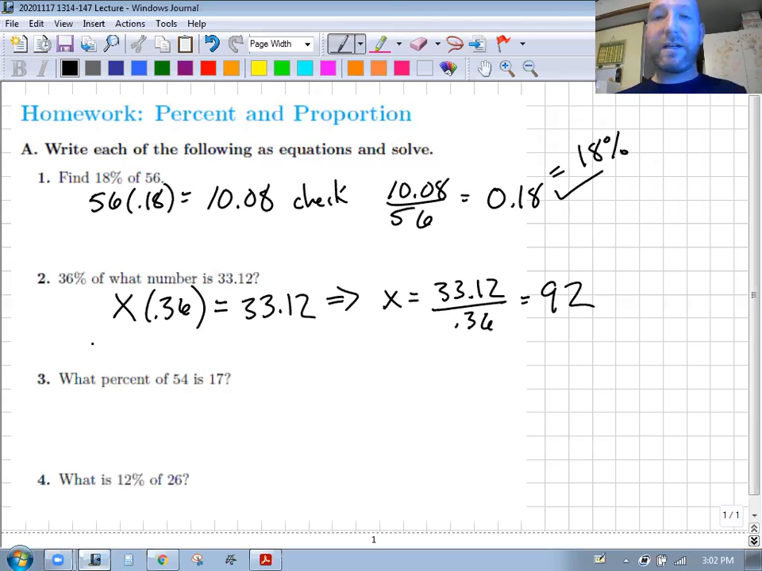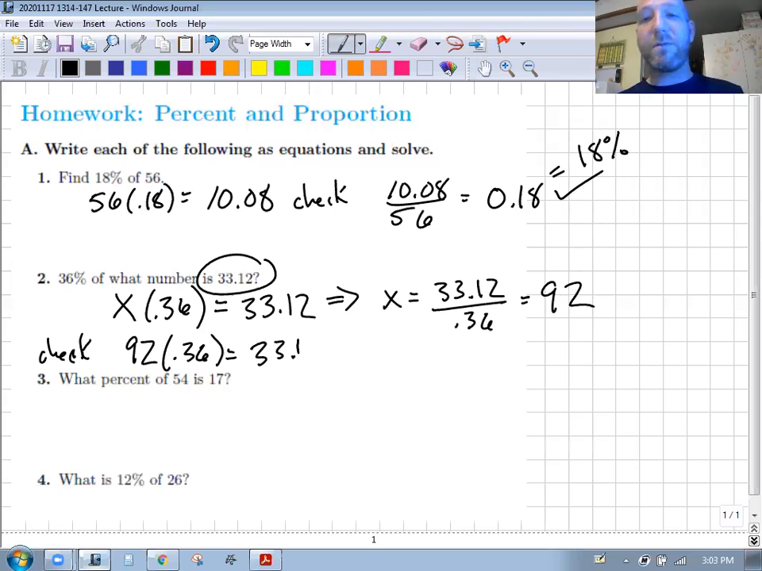So we can check, right? If we take 92 and take 36% of it, we should be getting 33.12. So 92 times 0.36. Yeah, that's 33.12.